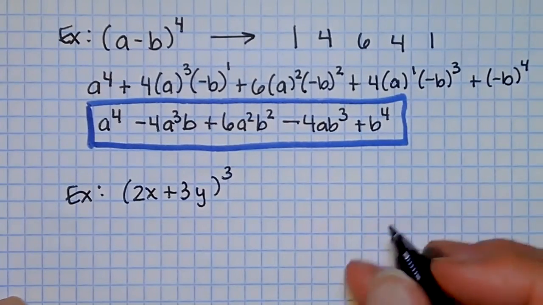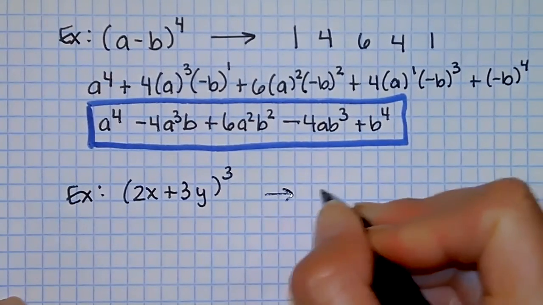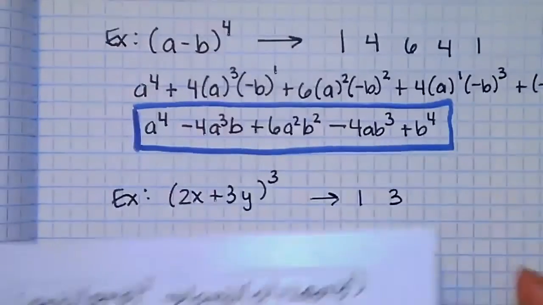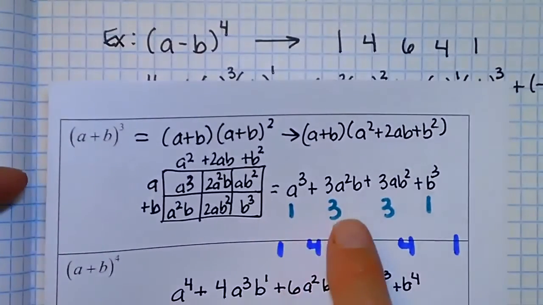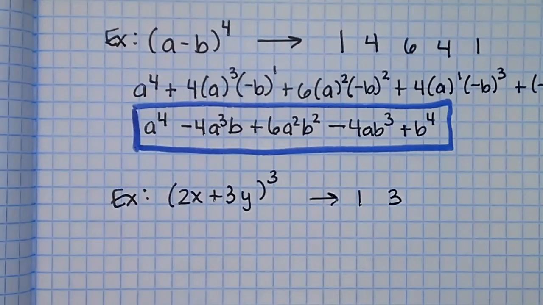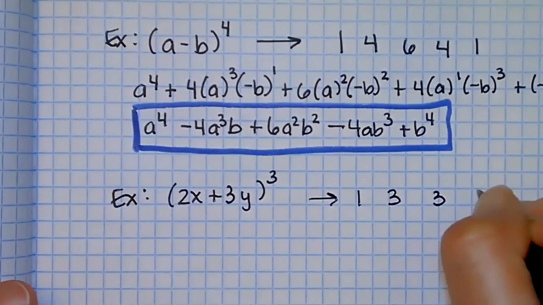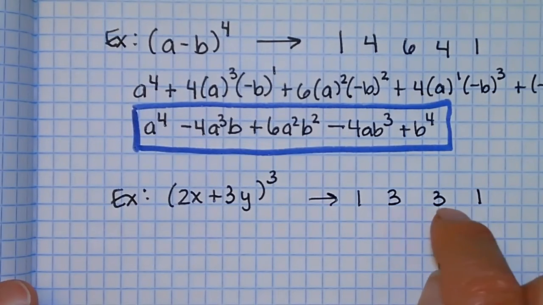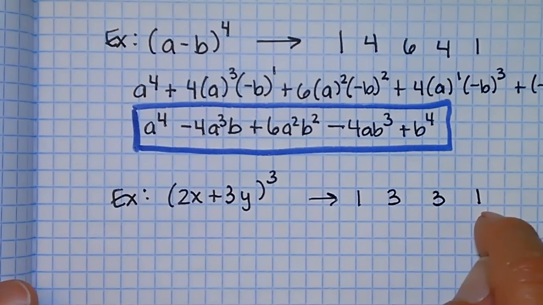So I'm going to be using the row that is 1, 3, 3, 1. Again, that row is the row that's 1, 3, 3, 1. That's the row I'm going to be using: 3 choose 3, 3 choose 2, 3 choose 1, 3 choose 0.